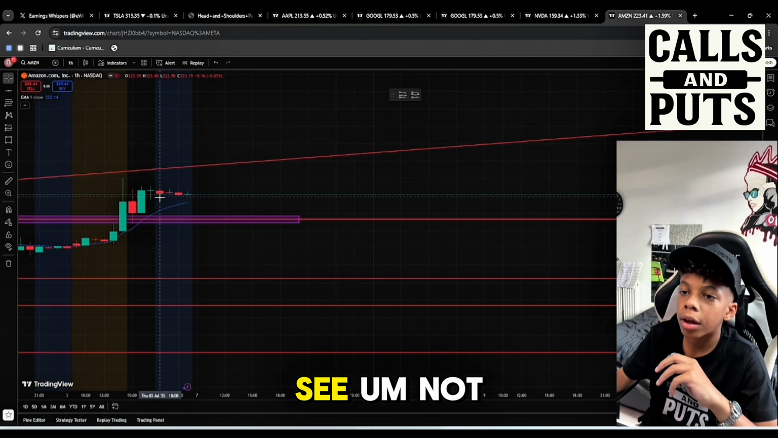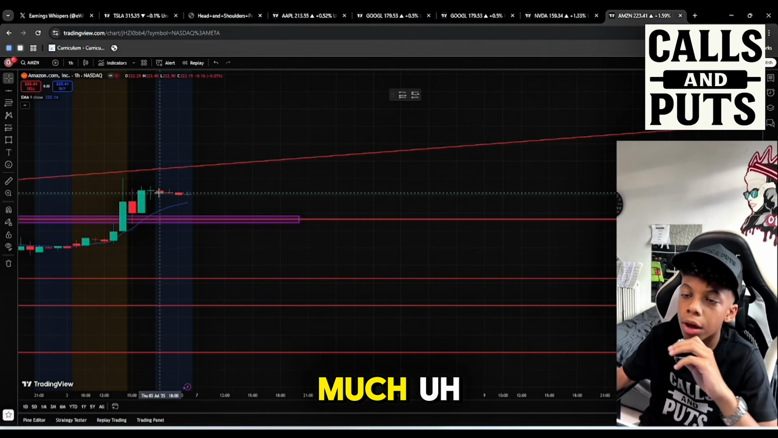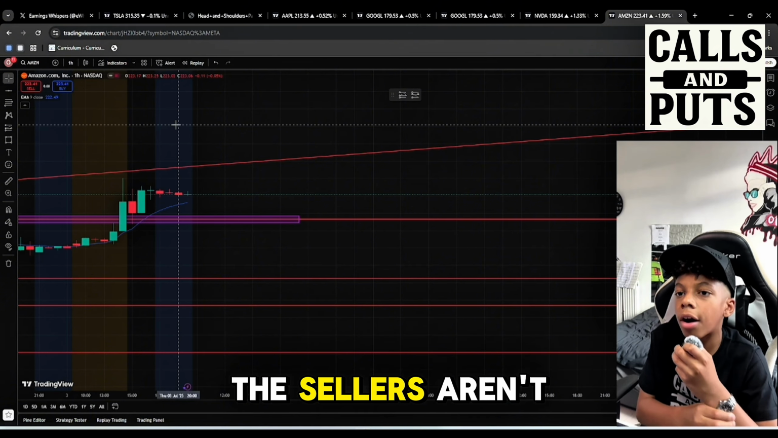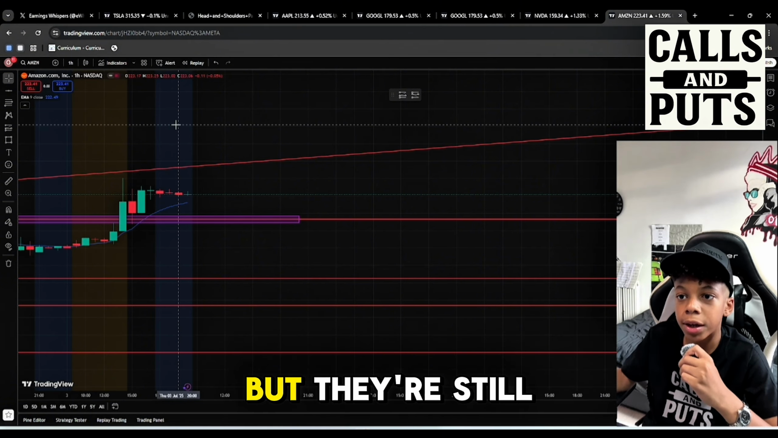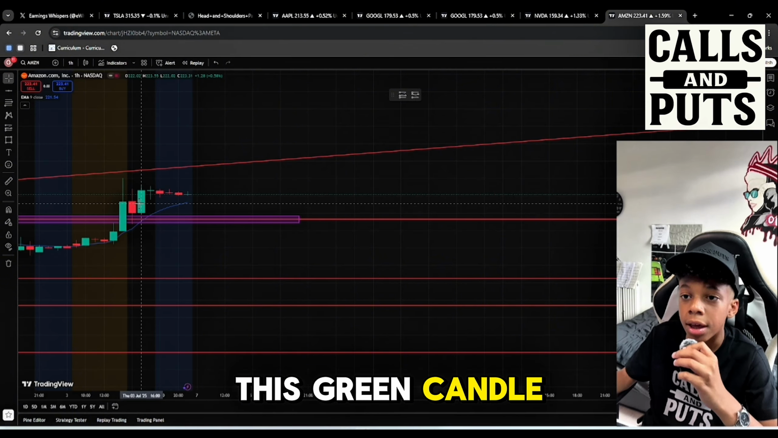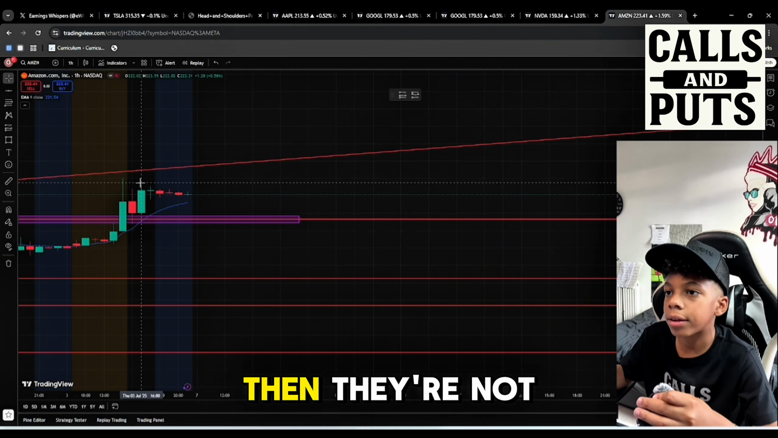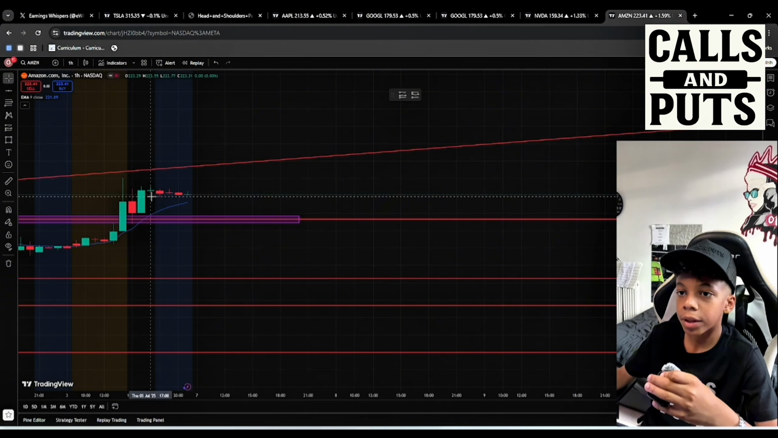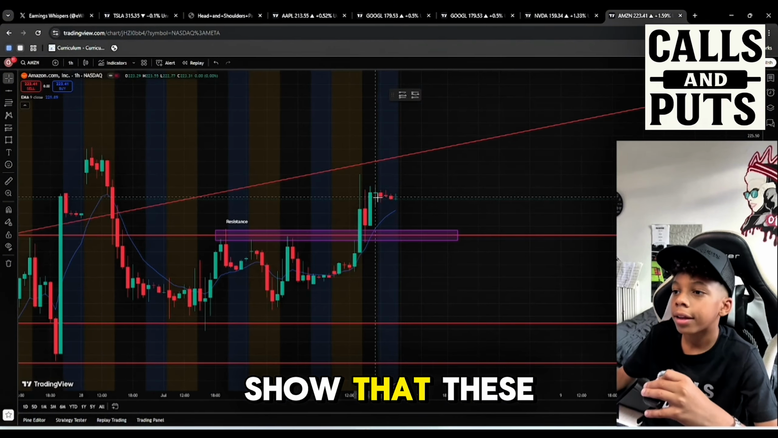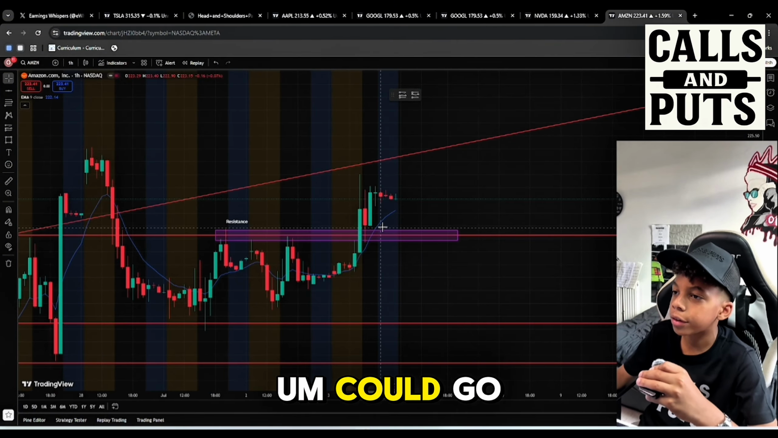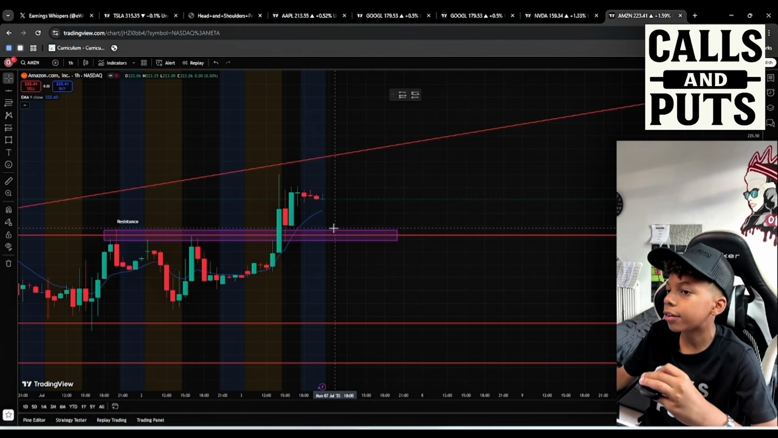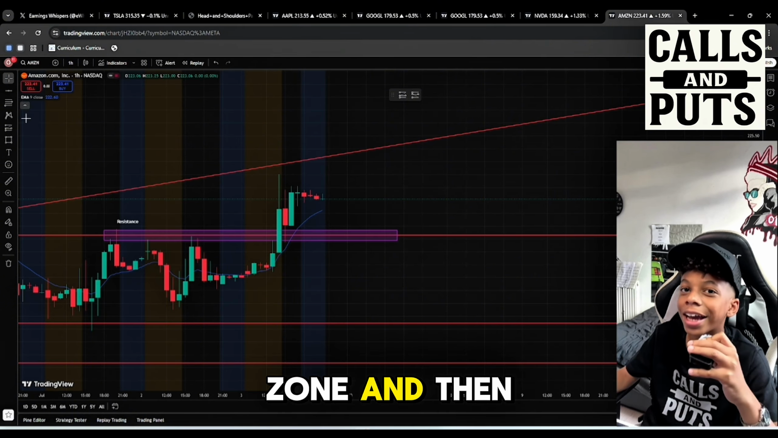So you can see a small red candle, which means that the sellers aren't really overtaking the market as much, but they're still in. Whereas with this green candle, they're not anywhere in the market. The buyers are overtaking. So we want, as you can see here, this could show that these red candles could go back into this resistance zone, or into this resistance zone, and then it could go up.